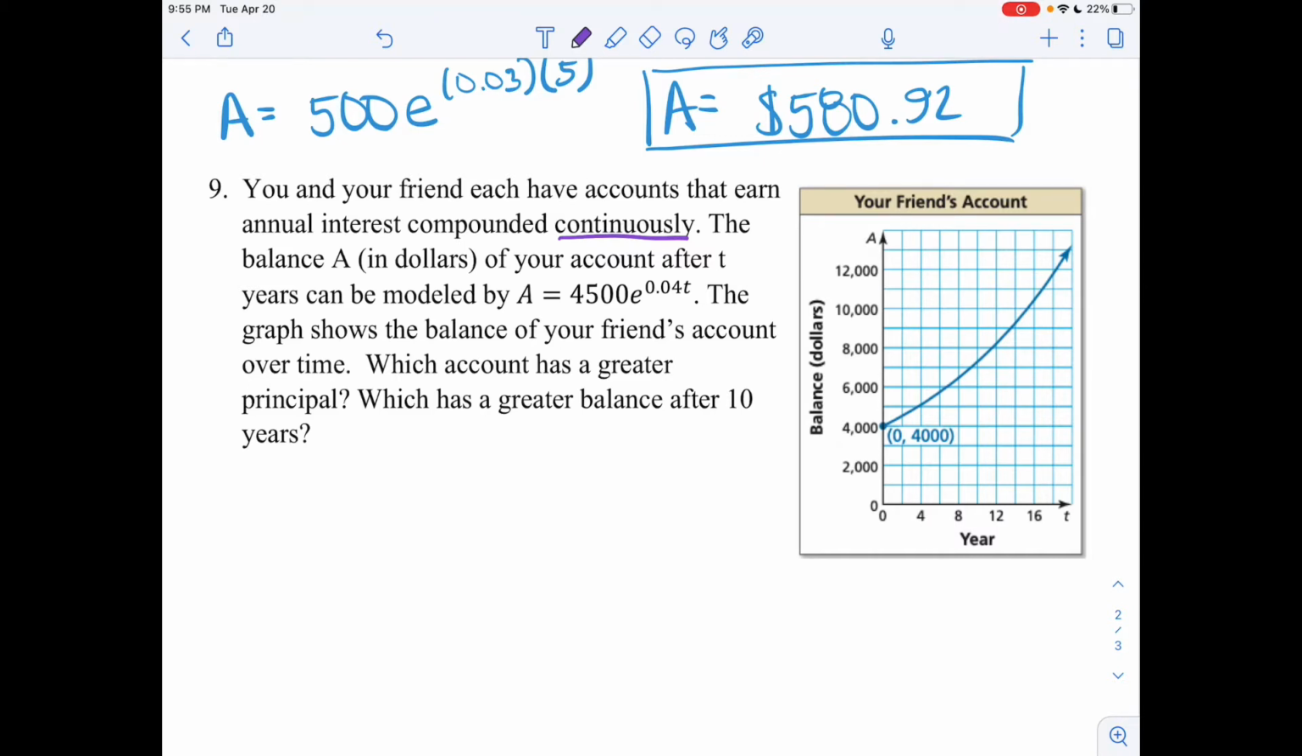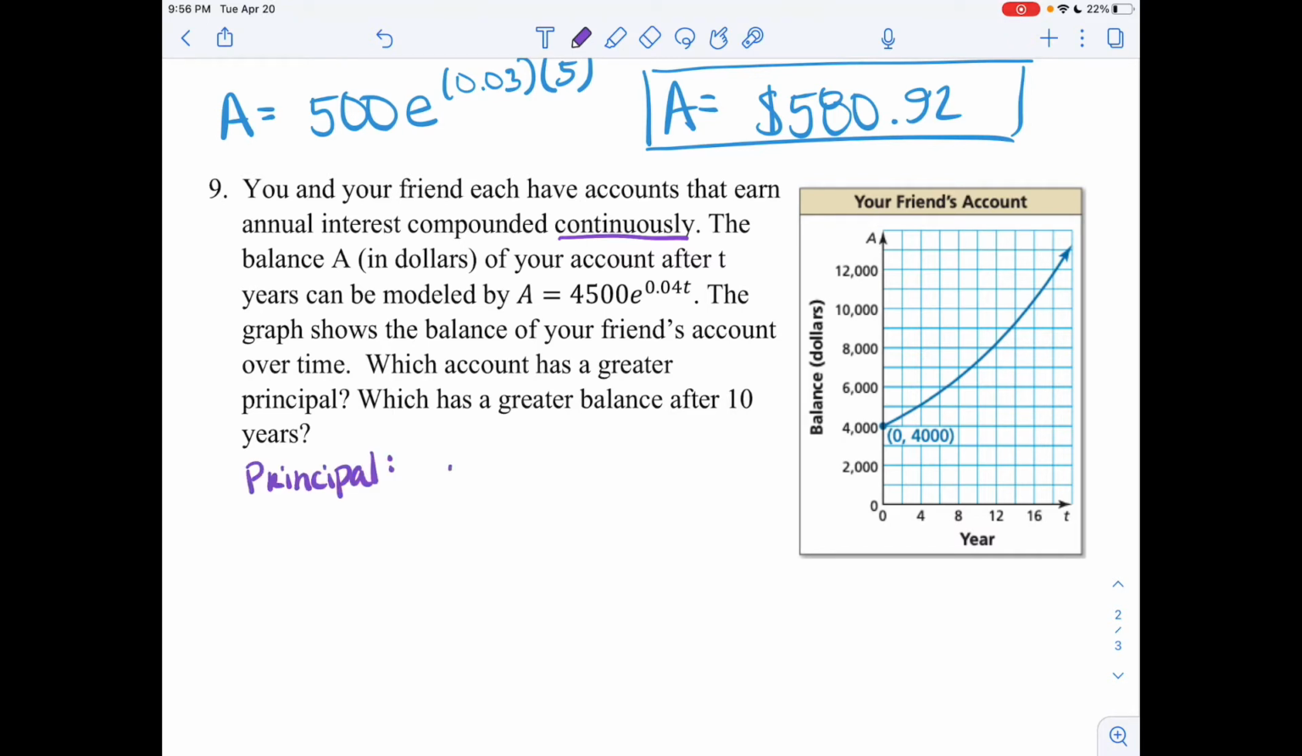The balance A in dollars of your account after T years can be modeled by A is equal to 1,400 E raised to the 0.04T. The graph shows the balance of your friend's account over time. So we have an equation for yours, a graph for your friend's. We want to know which account has the greater principal or initial value, and then which has a greater balance after 10 years. Let's start by looking at our principal or our initial value.